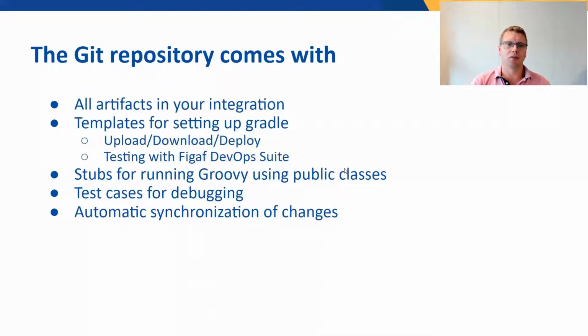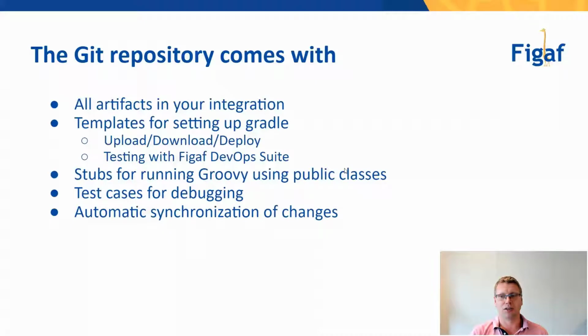So once you have created the Git repository, it comes with all these artifacts and templates. That means that as a user, it becomes a lot easier for you to set these things up. It comes with all the artifacts, all the ICOs, iFlows, script collections, mappings, value mapping packages, and then it has templates to set up these different plugins we have. Both the artifact deployment, etc., and we also have support for using Groovy scripts in public classes, so you can actually run unit tests, which we'll show you also.